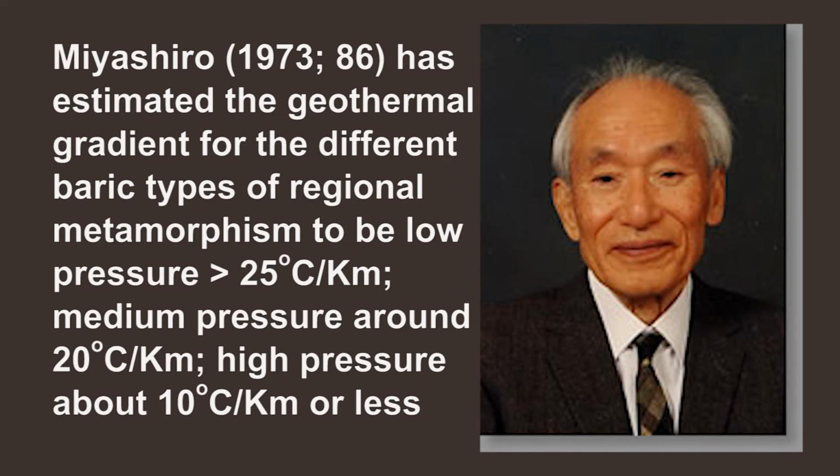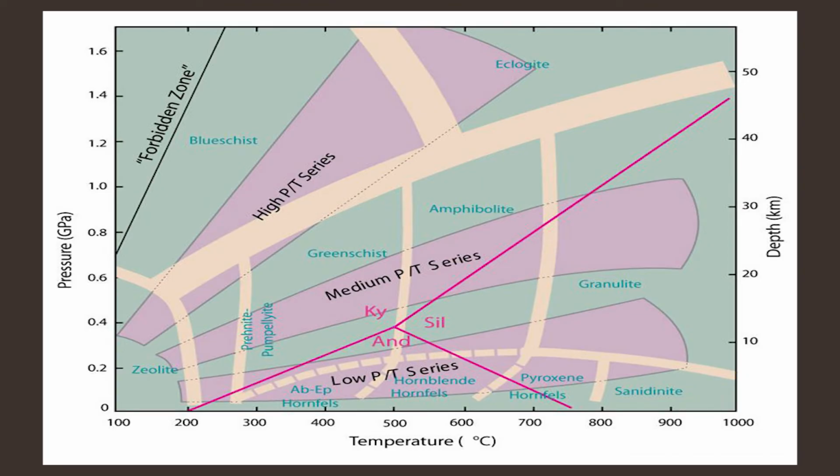Miyashiro, in 1973 and 1986, estimated the geothermal gradient for the different baric types of regional metamorphism: low pressure, greater than 25 degrees centigrade per kilometer; medium pressure, around 20 degrees centigrade per kilometer; and high pressure, about 10 degrees centigrade per kilometer or less. See the figure on the screen. Intrusive emplacement at shallow depth can impose a geothermal gradient as high as 100 degrees centigrade per kilometer or more on the adjacent rock.